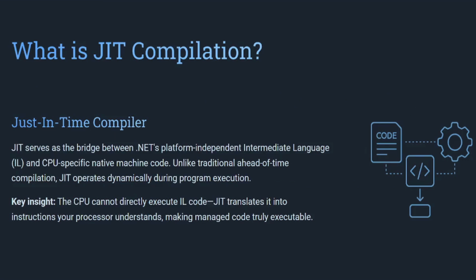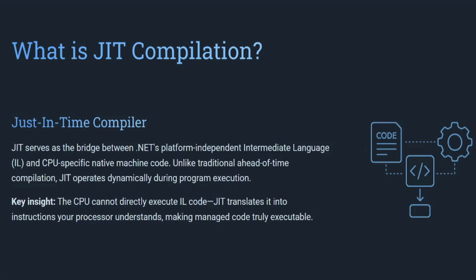Now, let's first understand what JIT compilation is. JIT stands for Just-in-Time Compiler. Now, if you remember, our code is converted into intermediate language, right? But the CPU cannot understand intermediate language directly. So, before the program runs, this IL code has to be converted into machine code. And that's where JIT comes in. What JIT does is it takes this IL code and converts it into machine code at runtime, just before execution. That's why it is called just in time, because the conversion happens exactly when it is needed.